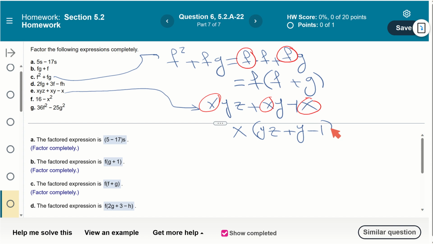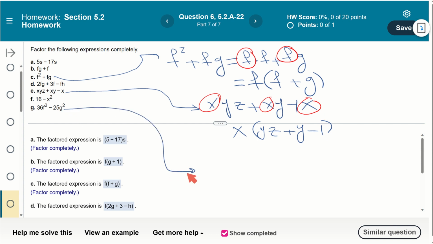Also remember, if you don't write that 1, when you multiply it back out, you won't get the original problem. Now watch. X times yz, that's xyz. X times y, that's xy. And x times -1, that's -x. Okay, so that's how you handle something like that.